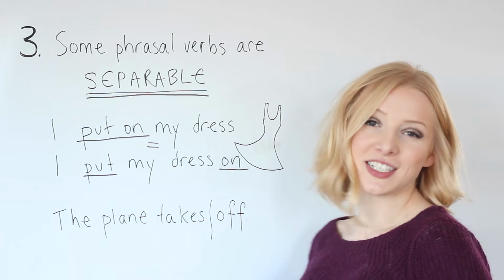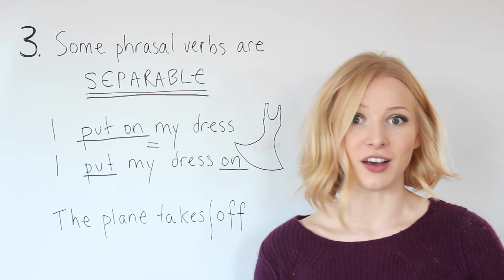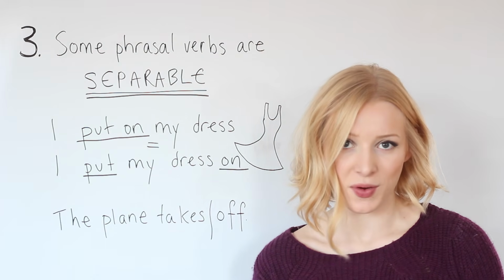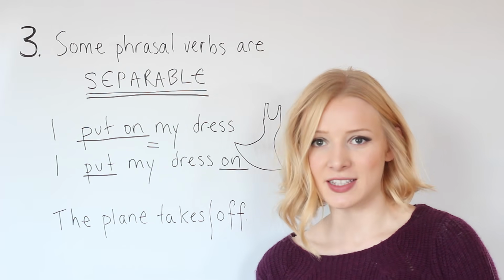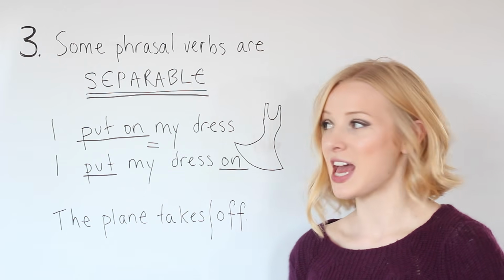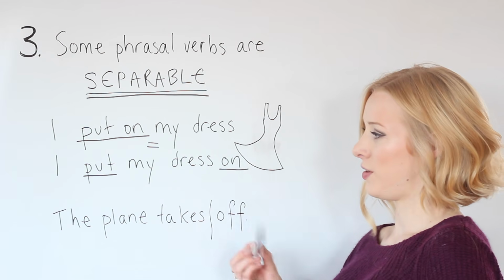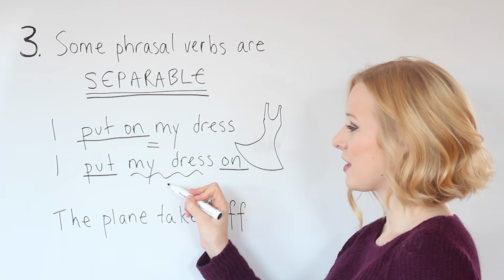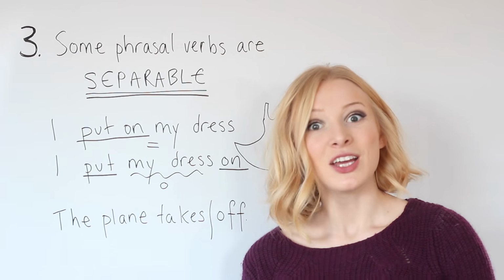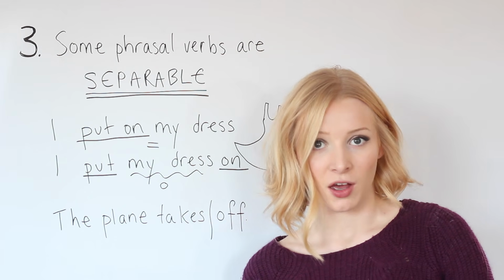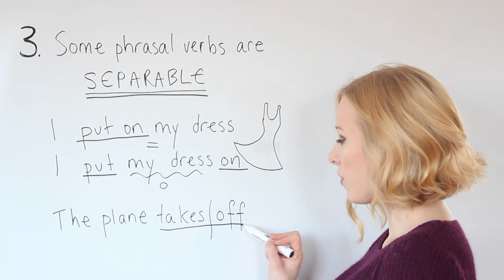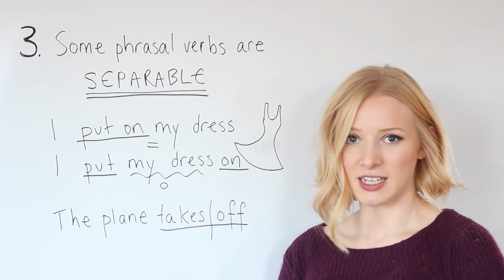So now for hint number 3. Some phrasal verbs are separable. With the phrasal verb to put on, which means to start wearing something, we can use it in 2 ways. I can say, I put on my dress, and I can also say, I put my dress on. This object here can go between the verb and the preposition. The meaning doesn't change. You must learn which phrasal verbs are separable and which aren't. The example before, with takes off, this cannot be separated.